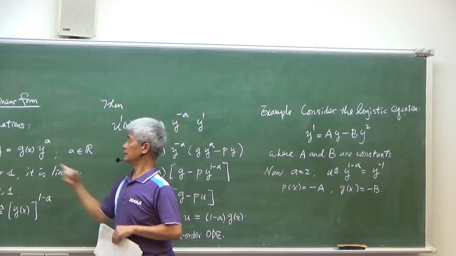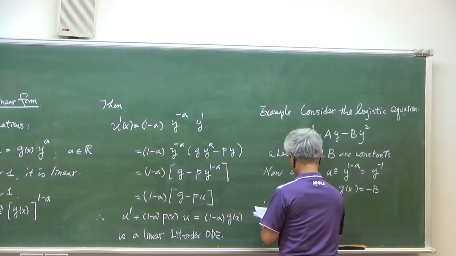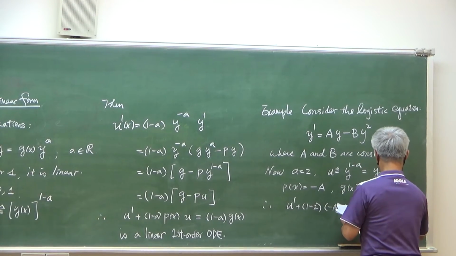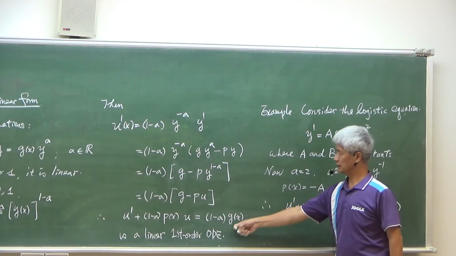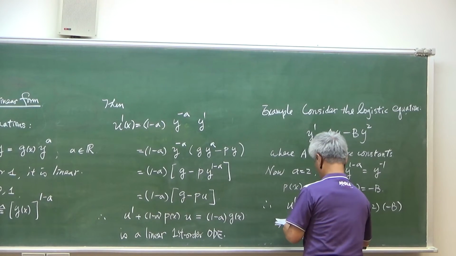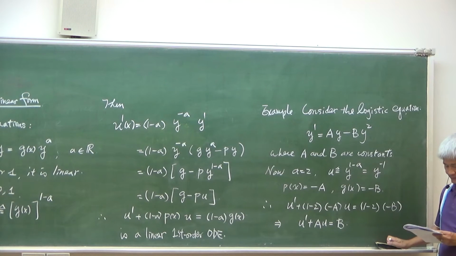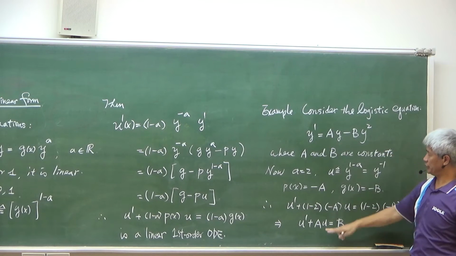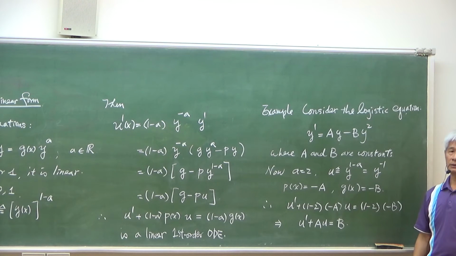Compare with the standard form here. So we have U prime plus (1 minus 2) times minus A U equal to (1 minus 2) times minus B. Okay, we just write down the linear ODE. So this is equal to U prime plus AU equal to B. Very simple linear first order ODE. So you turn this logistic equation into this linear ODE through the transformation.